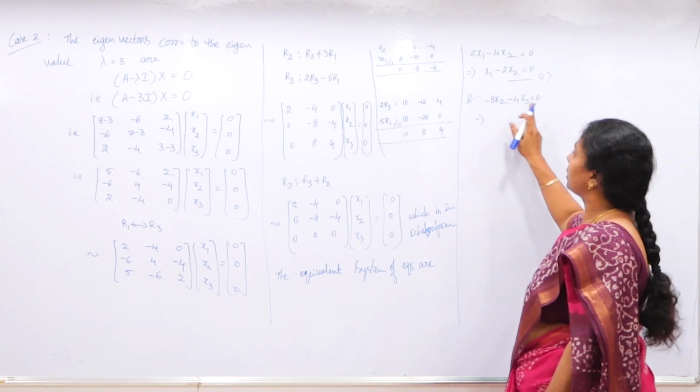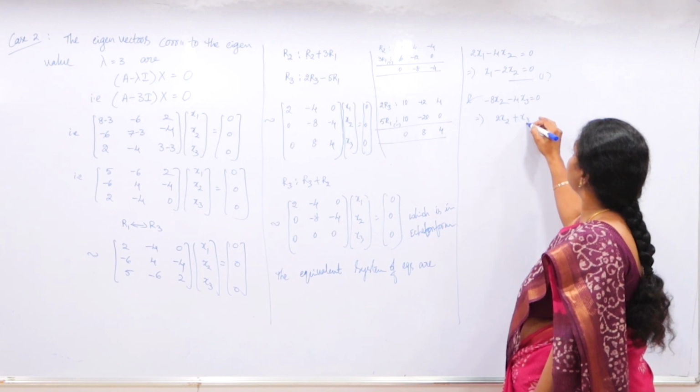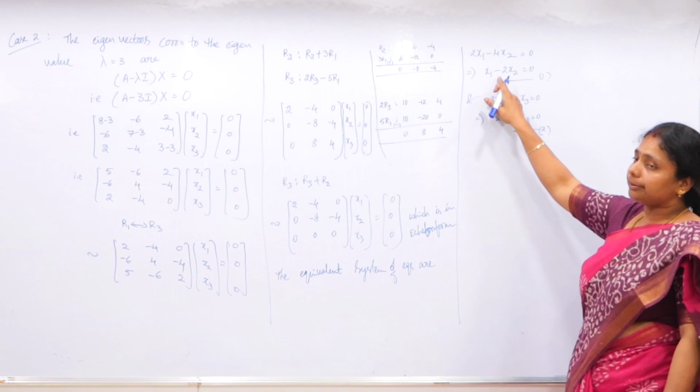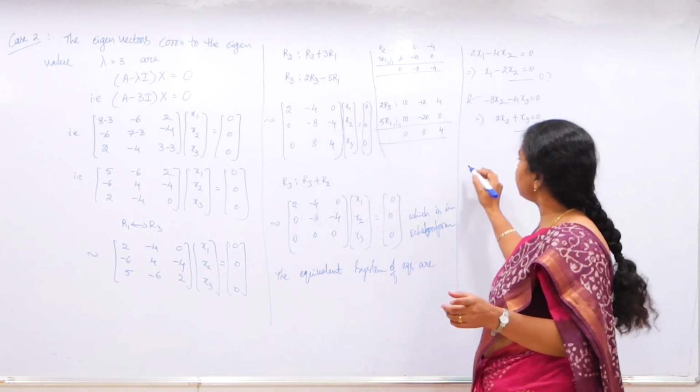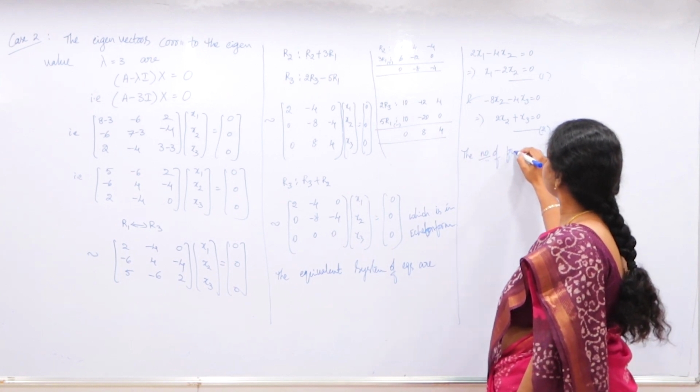Divide with minus 4. Common factor is minus 4. So 2x2 plus x3 equal to 0. This is second equation. We got 2 equations and 3 unknowns. So the difference is 1. The number of free variables equal to 1.